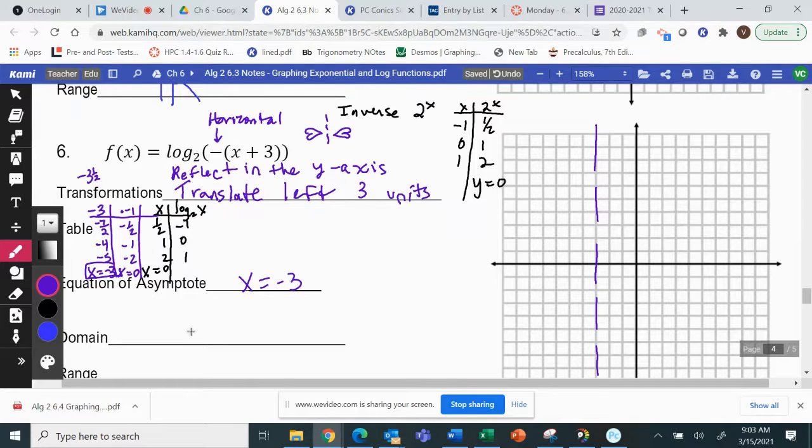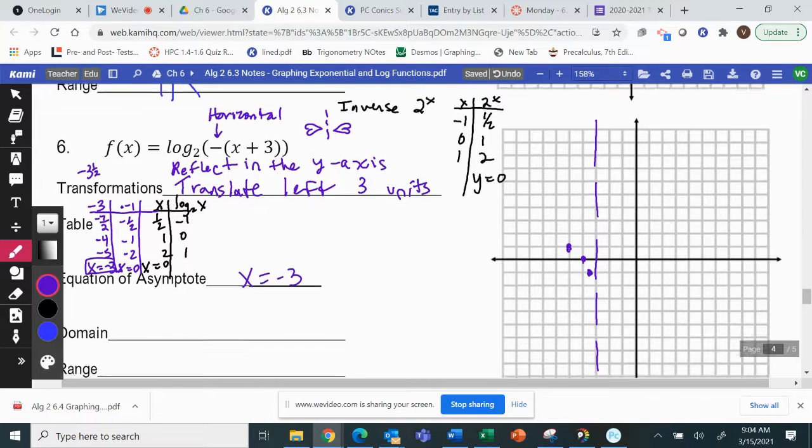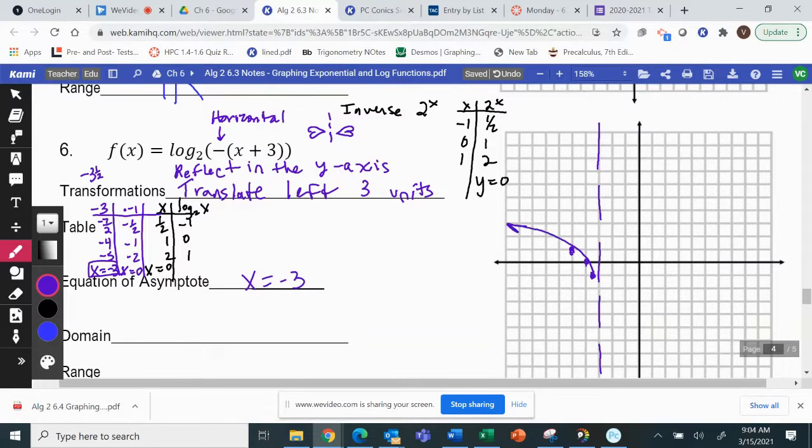So I'm going to graph -3 1/2, -1, -4, 0, -5, 1. And graph my logarithm. Since our asymptote is x, the domain is affecting the x's. So our domain's going to be different.